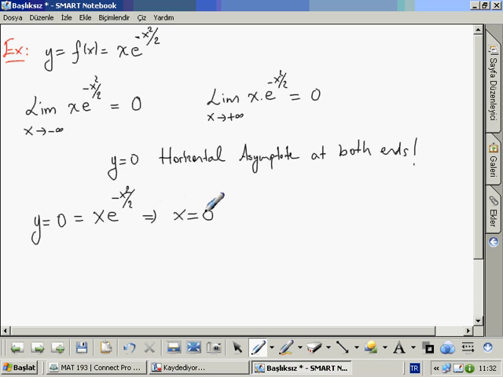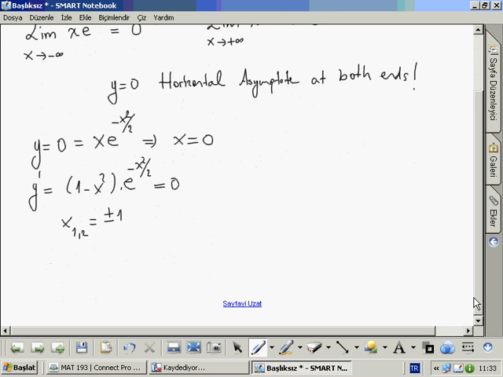Setting y equals 0 in y equals x times e to the minus x squared over 2, we know that x equals 0 is the intersection point. But y prime equals 1 minus x squared times e to the minus x squared over 2, equal to 0, so x1, x2 equal minus and plus 1. These are the critical points and some local maximum and local minimum points.